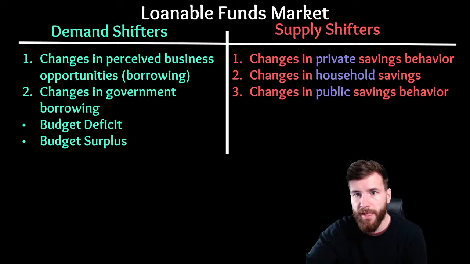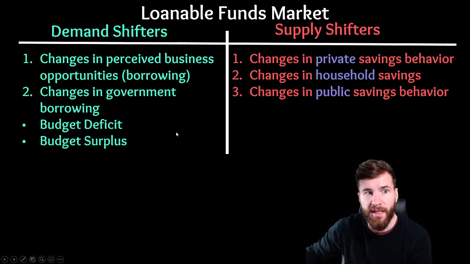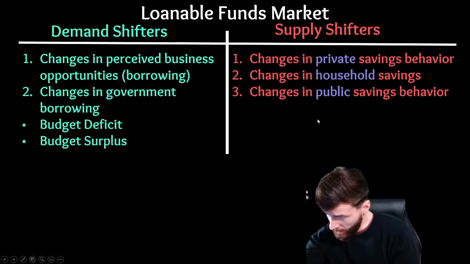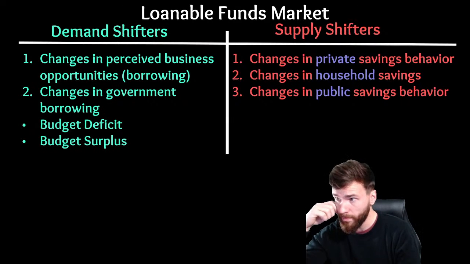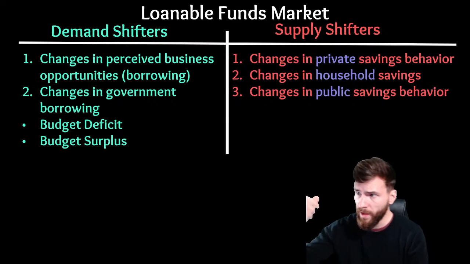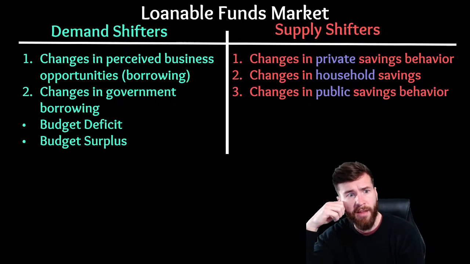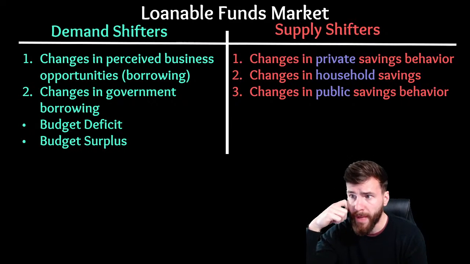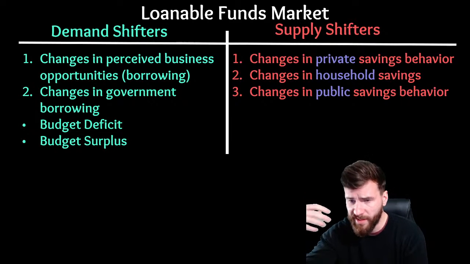And then changes in public savings. This is the government. If the government chooses to save more money, so I'll talk about this on the next slide, technically any change to fiscal policy, a deficit or surplus, could also change the supply of loanable funds. Because if you're running a budget surplus, that means you're saving more. Thus, it would increase the supply of loanable funds, but also decrease the demand for loanable funds. And if you're running a budget deficit, it would increase the demand for loanable funds, while simultaneously decreasing the supply of loanable funds.